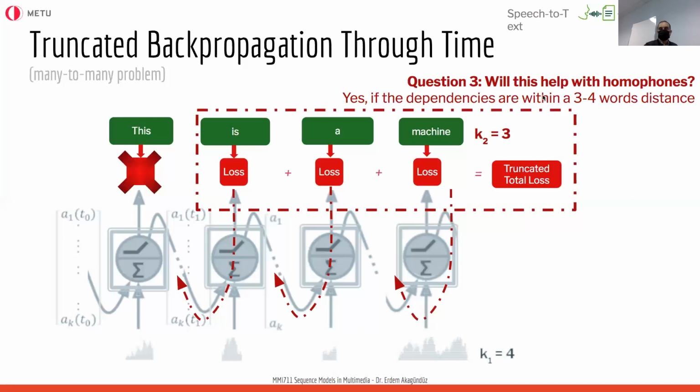If the dependencies that make us understand what that homophone word exactly is are within the truncated distance, 3-4 word distance in this example, then it will. I mean, if just by checking that part of the sentence, you can understand what homophone word is actually provided in the sentence, then you can. But if the dependency of that word within the sentence is longer, it may not.